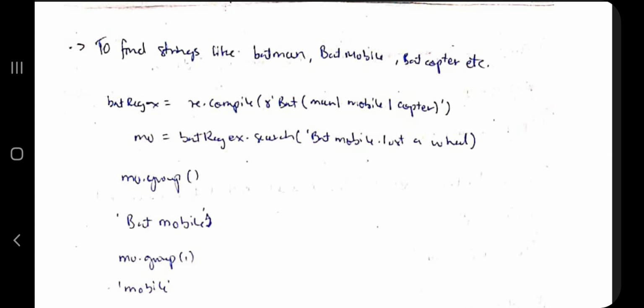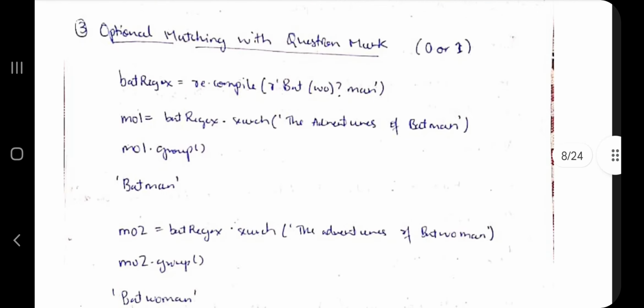Okay. And the question mark means 0 or 1. Suppose that I have passed the criteria that bat WO could be appearing or not appearing. Okay, means 0 times or 1 time. That is the main use of the question mark. So, either WO could come or could not come.